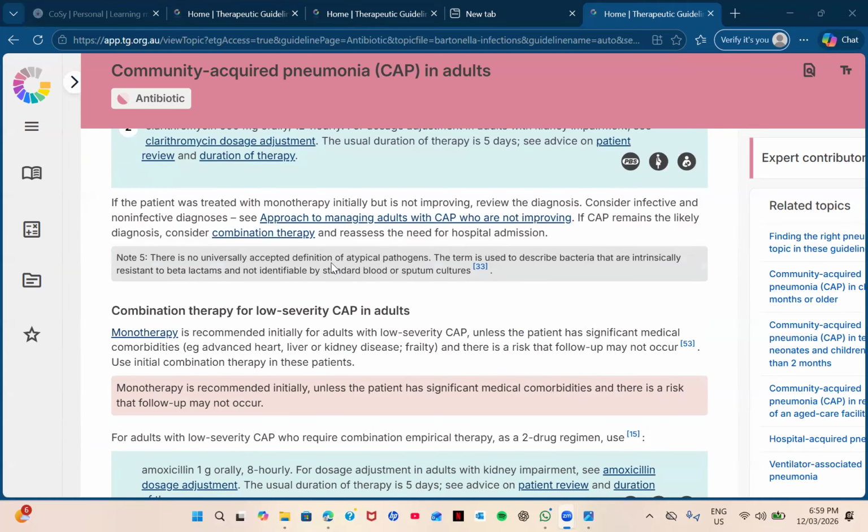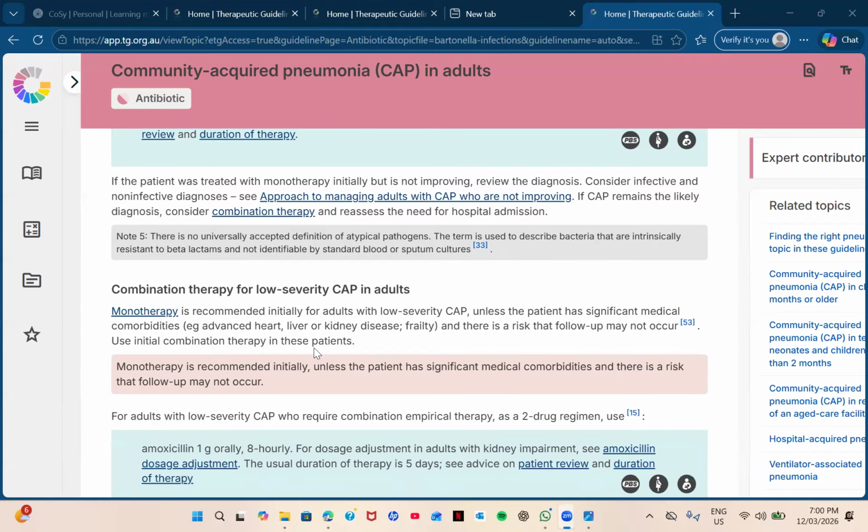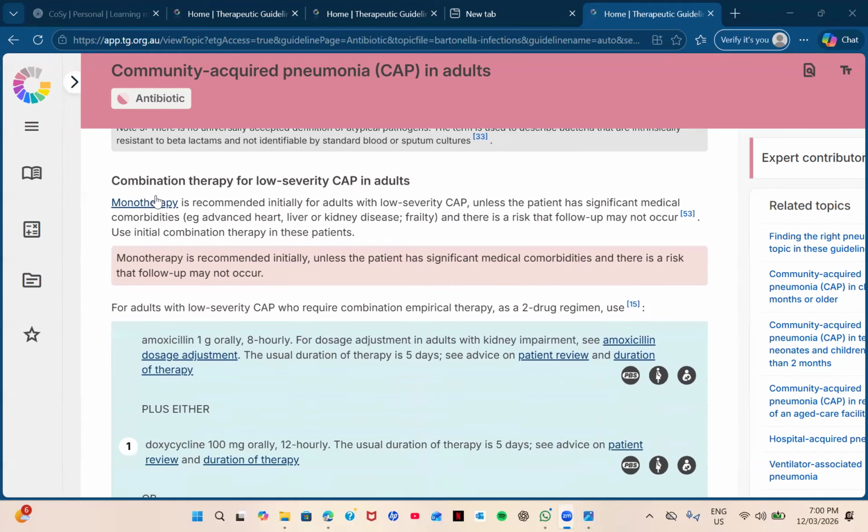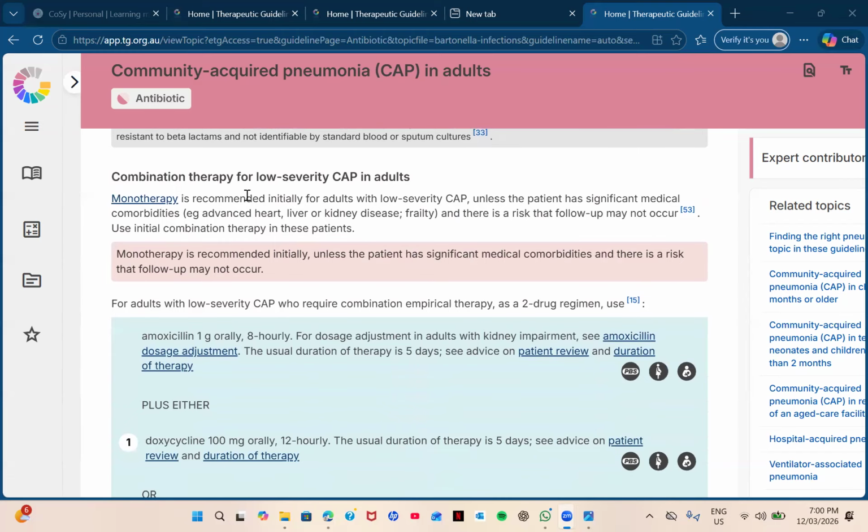Okay, so then we have combination therapy for low severity community acquired pneumonia. Usually we use monotherapy, but we have to use combination therapy in some cases. Please remember, most doctors have no idea about this combination therapy in low severity community acquired pneumonia.